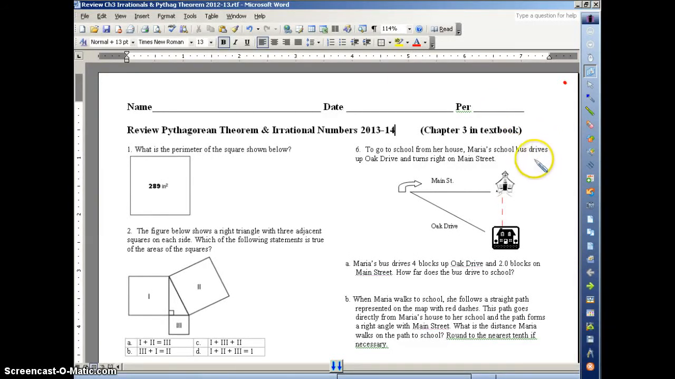This is a video to go with your review that you received for the Pythagorean theorem test that we're going to have tomorrow. So you should have this review. It says review Pythagorean theorem and irrational numbers, and it says chapter 3 from your textbook. We don't really use the textbook anymore.